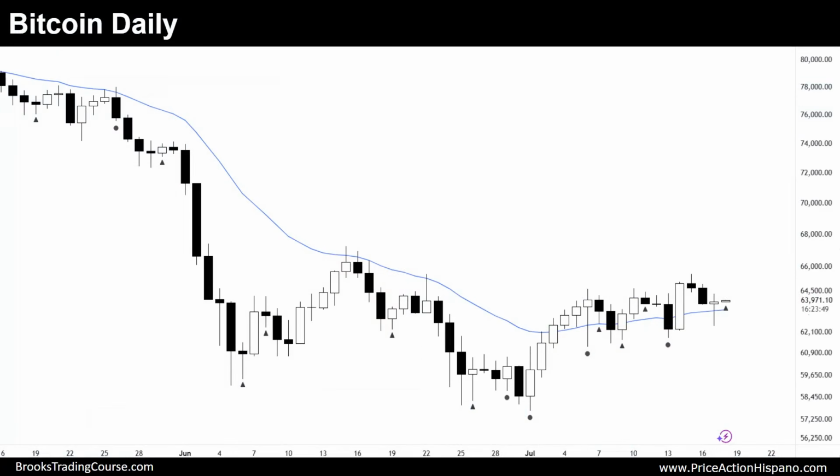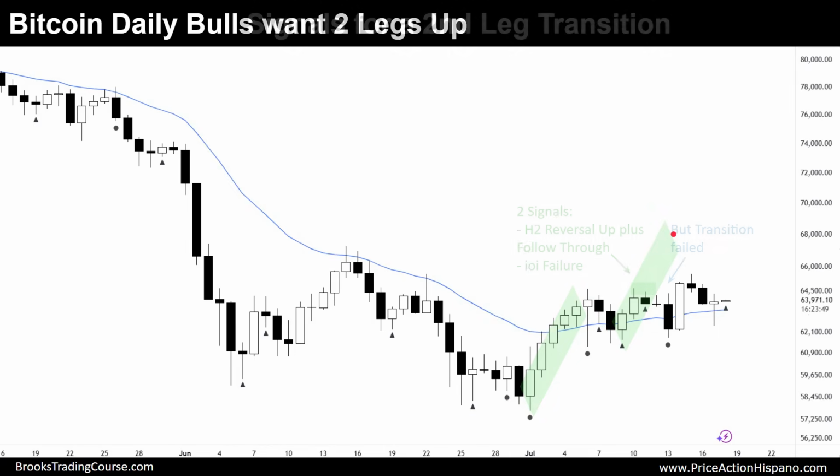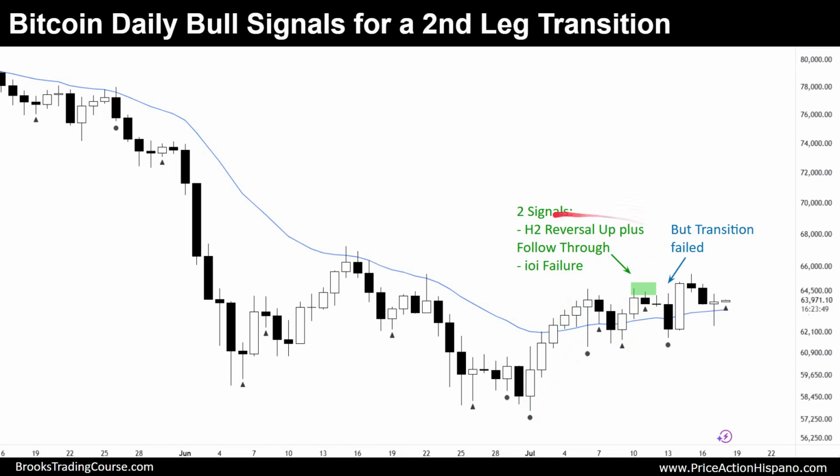Now let's go to the daily chart. This is the daily chart of Bitcoin, and what we are looking for on this chart is a 2-leg up structure. There was a bull breakout starting from a double bottom here, and the bulls were expecting another second leg up. Last week we said that there was a double signal for this second leg transition.